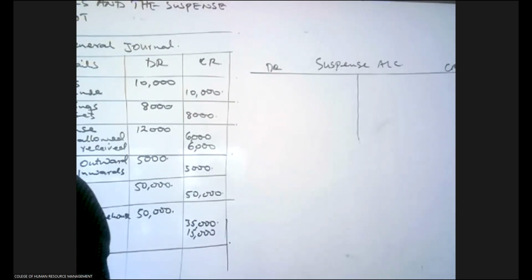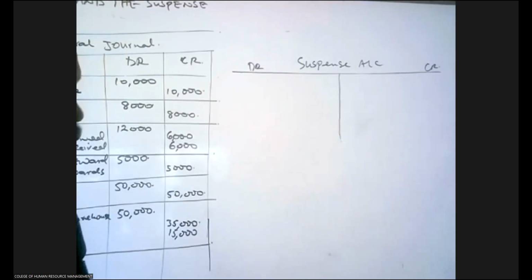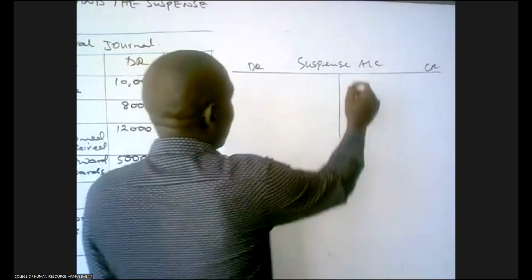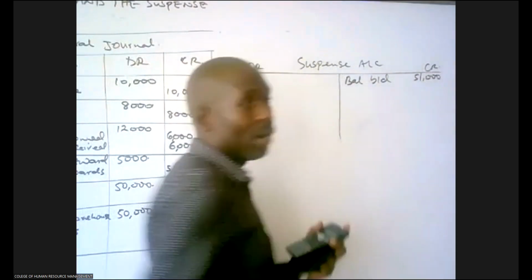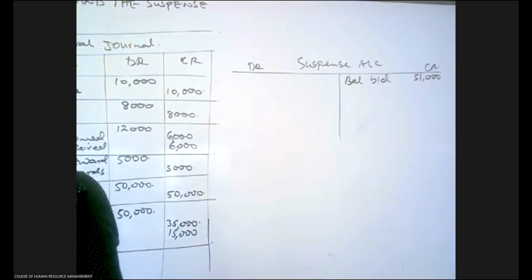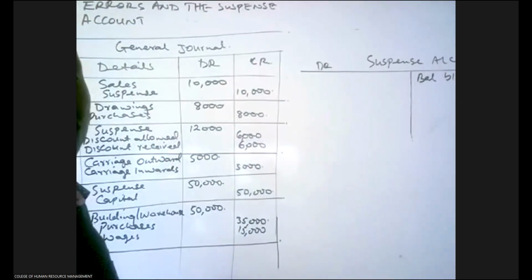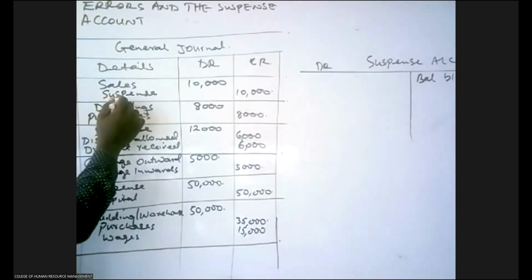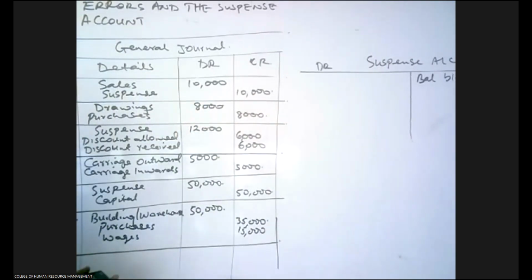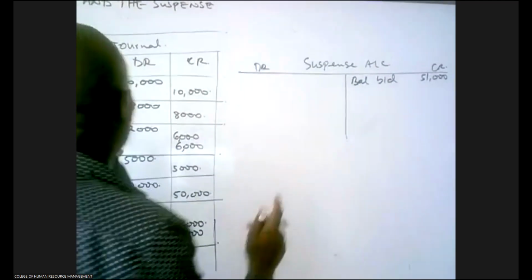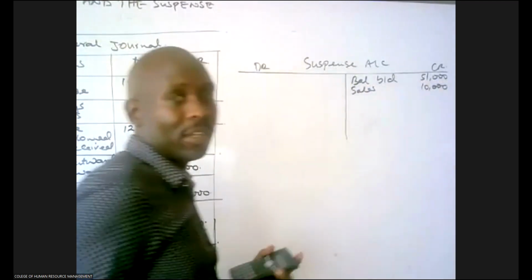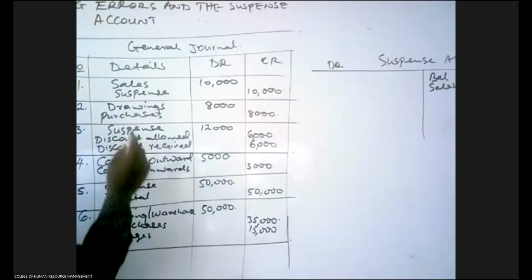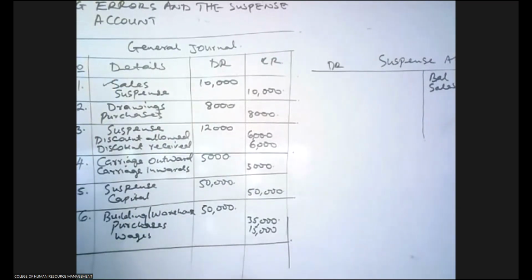The difference in the trial balance totals is normally placed on the side with the less. It should therefore go to the credit. Go to the credit, the balance brought down of 51,000. And then you will come and consider the errors that we have here. For example, the first one, suspense has been credited 10,000. So you go to the credit side of your suspense account and record there using the name of the other account, that is sales, 10,000. So why have we used sales? Because the other account that is affected is sales.